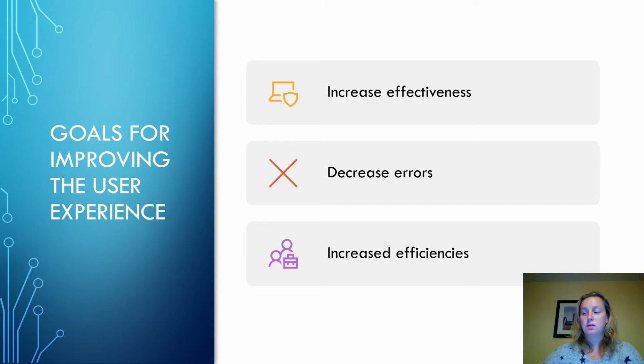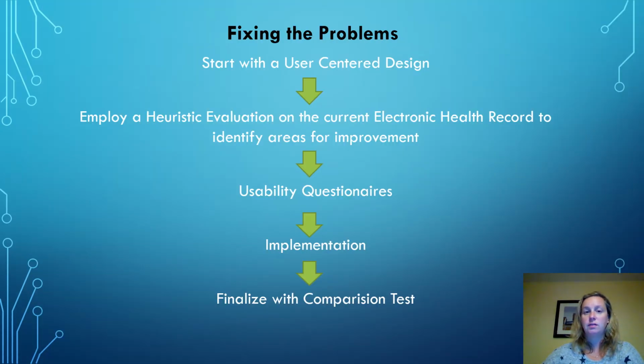And then the big question is, how are we going to do all this? How are we going to fix these problems? Well, to start with, when we first initiated our EHR, we began with a user-centered design. So that is what we're going to continue on with. These designs tend to be multi-step and have different phases. We're going to continue through a heuristic evaluation on the current electronic record. We're going to pass out usability questionnaires, then implement our new program into certain test areas, and then finalize it with comparison testing.